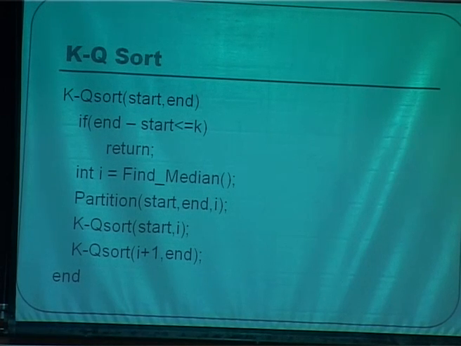And then there is KQ sort. This is a variant of quick sort in which, whenever we have a partition that has a length less than k, we leave that as it is. So if n minus start is less than k, that is, a partition has a length less than k, we leave it. Otherwise we find the median. We use median sort to find it, and else it is recursively calculated, the KQ sort. It is very simple.